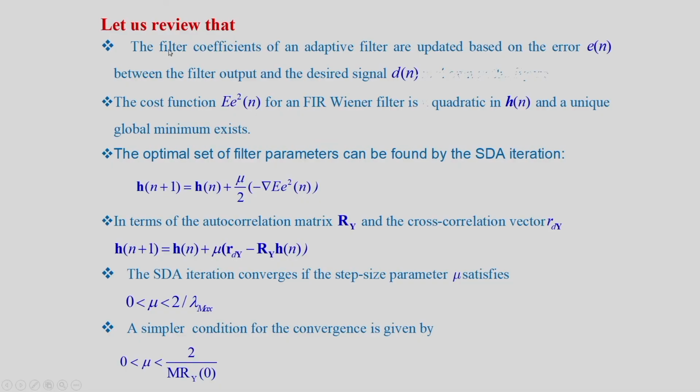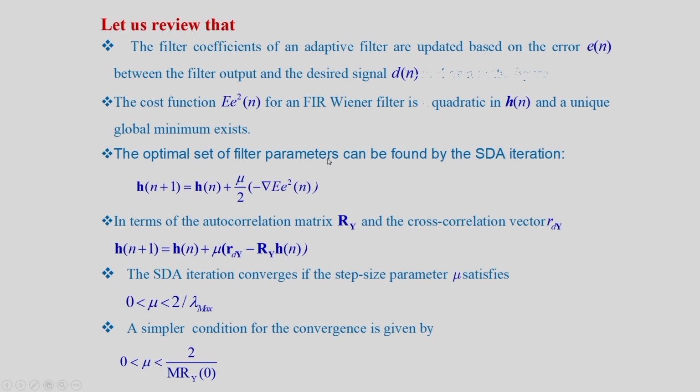Let us review that the filter coefficients of an adaptive filter are updated based on the error e(n) between the filter output and the desired signal d(n). The cost function E[e²(n)] for an FIR Wiener filter is quadratic in h(n) and a unique global minimum exists.